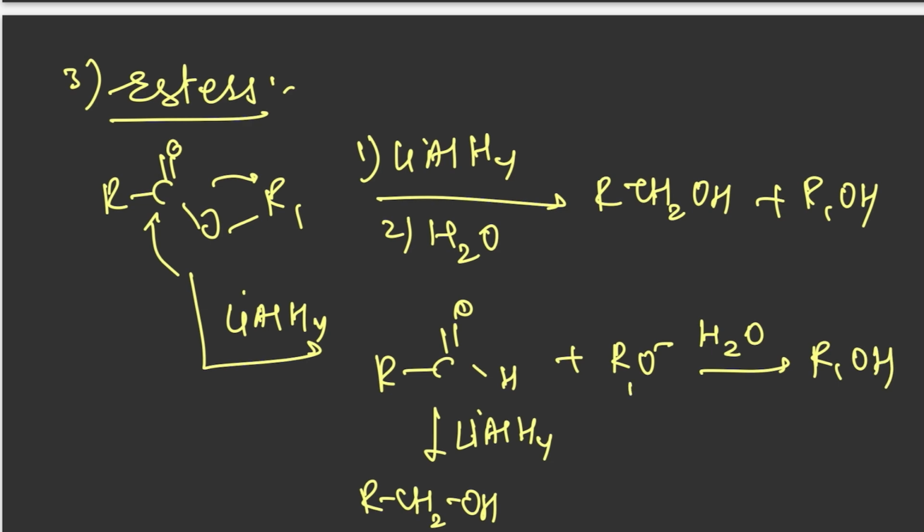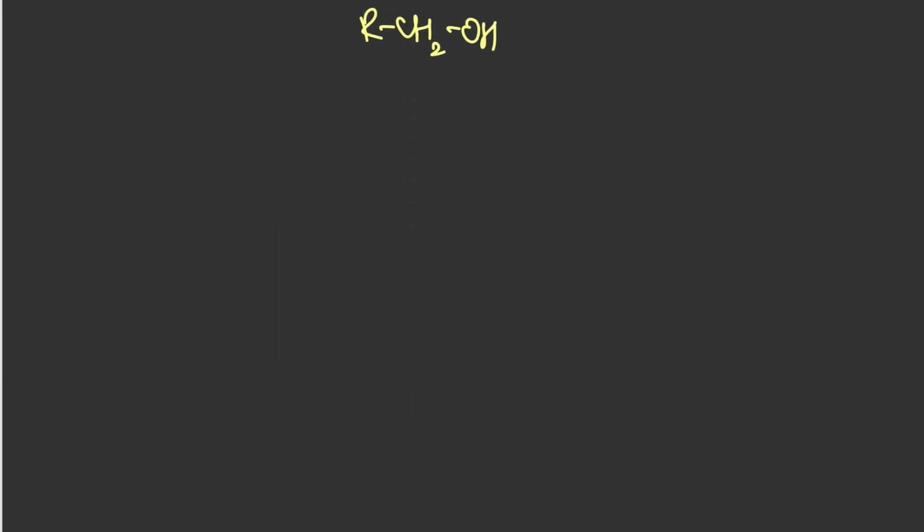So LiAlH4 gives this aldehyde, and this LiAlH4 will go here. Now the second, RO minus, will react with H2O and two types of alcohol will form. Now we have looked at the mechanism of LiAlH4 with ester. Let's solve some problems regarding that. I am writing the questions, and you answer them on your own.